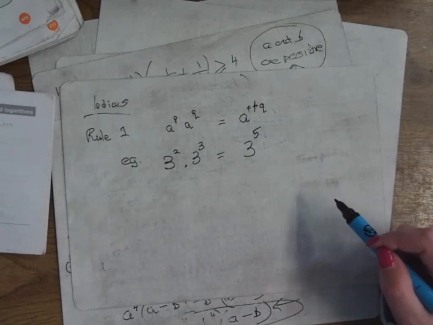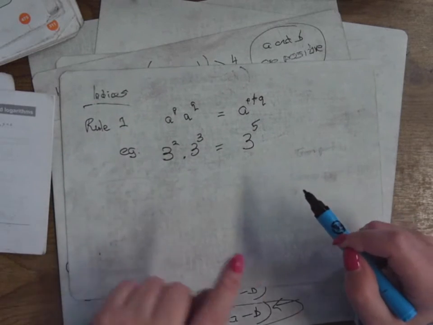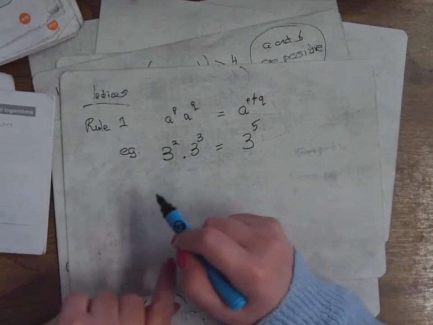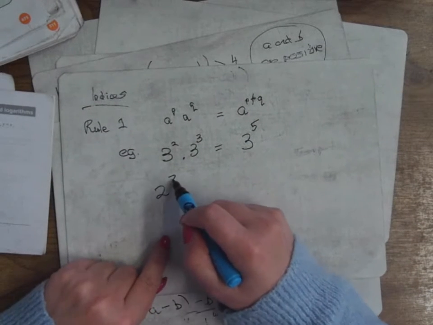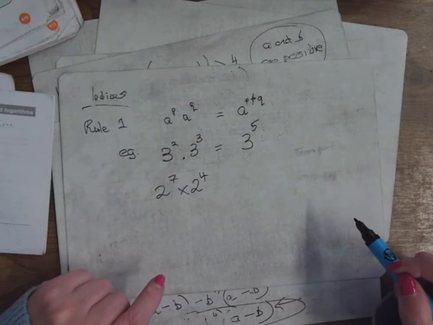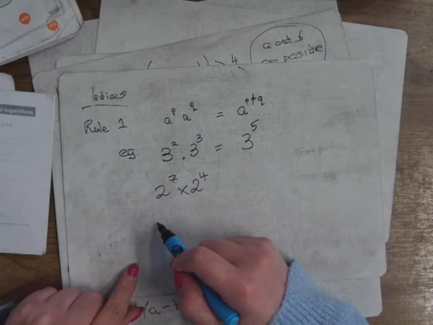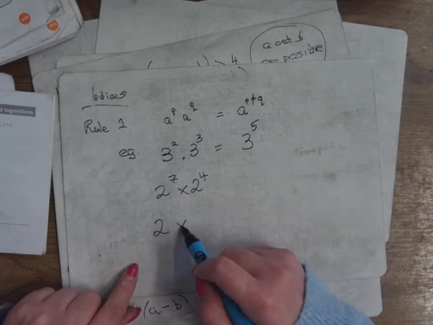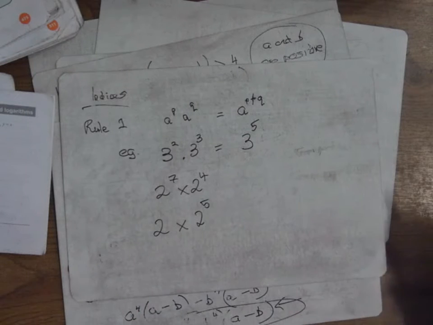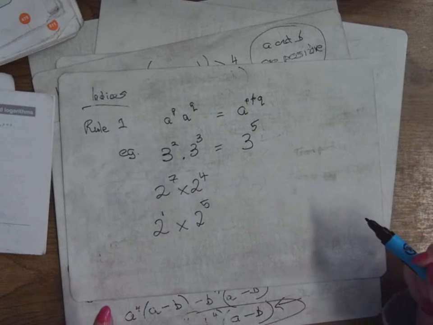Just write down one example. This is for ye. If I had 2 to the power of 7 multiplied by 2 to the power of 4, what would the answer be? 2 to the power of 11, agreed? If I have 2 multiplied by 2 to the power of 5, what's the answer? 2 to the power of 6, because remember, 2 on its own is 2 to the power of 1.